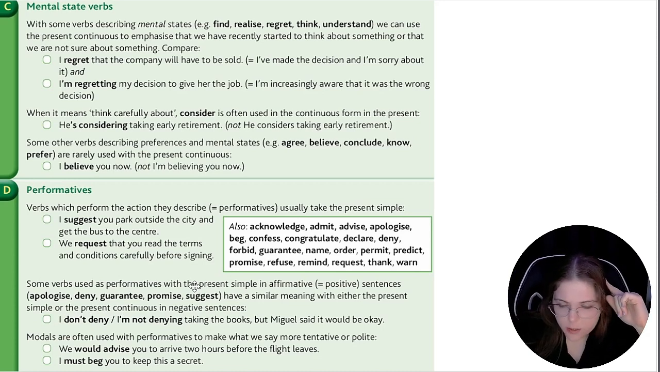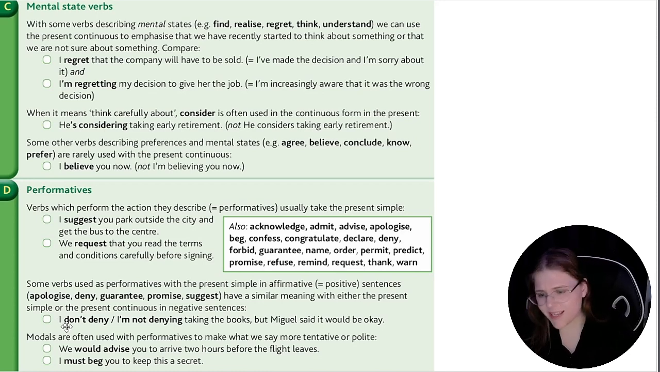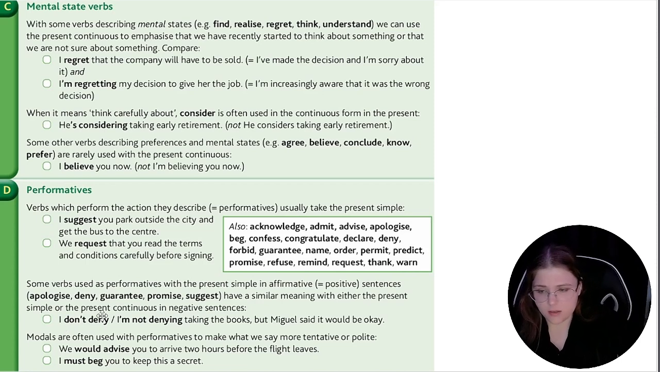Example: I don't deny or I'm not denying taking the books, but Miguel said it would be okay. So I don't deny or I am not denying, they are both with the same meaning. It's just like I don't deny, I'm not denying, I guarantee, I don't guarantee, I'm not guaranteeing. This is just like that, and it doesn't depend on whether it's a fact or not.